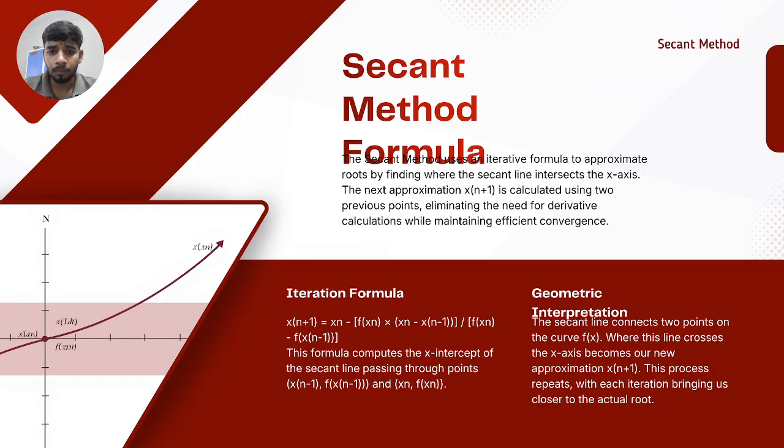The secant formula. The secant method uses an iterative formula to approximate roots by finding where the secant line intersects the x-axis. The next approximation x n plus 1 is calculated using two previous points, eliminating the need for derivative calculation while maintaining efficient convergence.